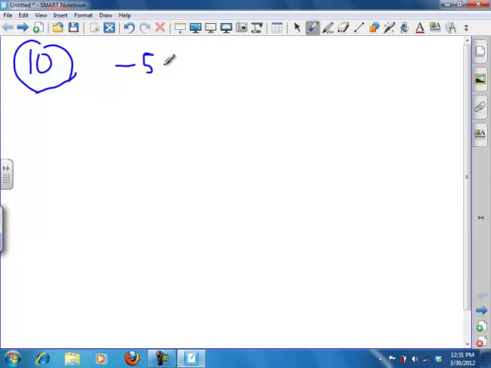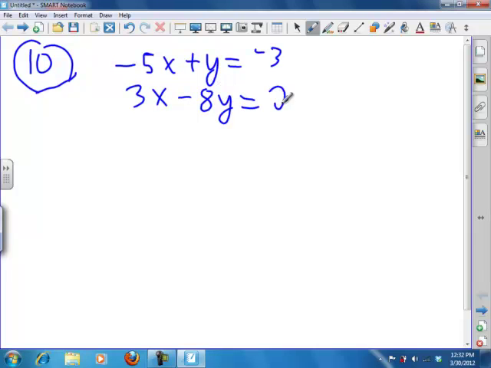So this was our system of equations. 5x plus y equals negative 3, and 3x minus 8y equals 24. So remember, we're doing this by substitution. Let's see how we can solve this. Let's solve for y in the top equation, because the y doesn't have anything in front of it. It's a 1y. So we're going to take the first equation and solve it for y.